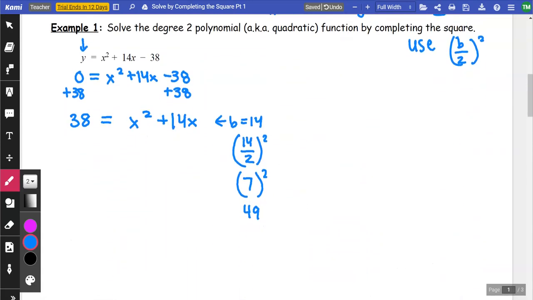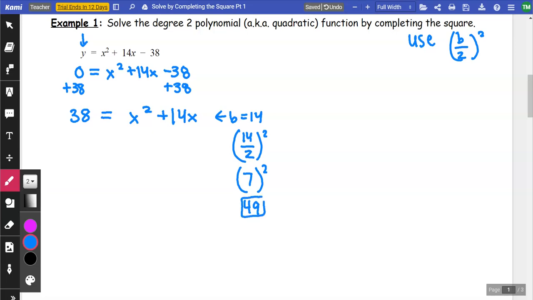So we're going to take this 49 and we're going to add it to both sides of our original equation. And I'm actually going to write that in purple. So we're going to take 49 and we're going to add it to the 38. And we're going to add it to the x squared plus 14x. So we're going to add it to both sides. So the reason we added it to both sides is because what you do to one side of an equation, you have to do to the other. So if I added 49 to the left side, I also have to add it to the right side.